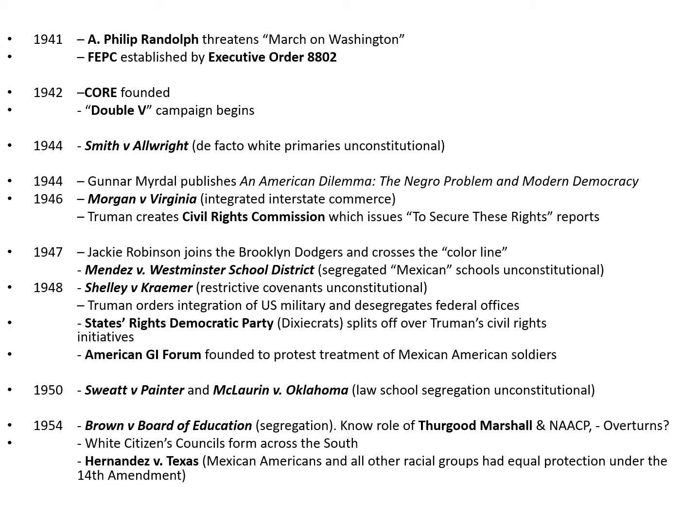Hernandez v. Texas is another win, saying that all racial groups have equal protection under the 14th. This is why the 14th Amendment becomes the most critical of the Reconstruction Amendments, is it will be the vehicle to arrive at decisions that rectify the mistakes of the past.